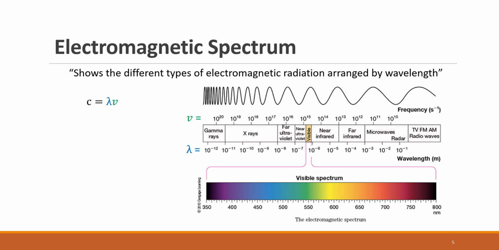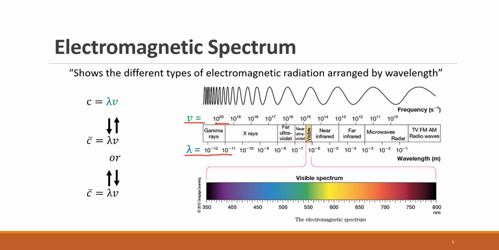The electromagnetic spectrum shows the different types of electromagnetic radiation, and it's arranged by wavelength. More specifically, it's arranged by increasing wavelength. If you can see on the bottom of this diagram, we have the lambda symbol and then the values increasing as we move to the right. You'll also notice that it's arranged by decreasing frequency. You can see the frequency values at the top here, and they are decreasing as we go to the right. So it would stand to reason that frequency and wavelength are inversely proportional.